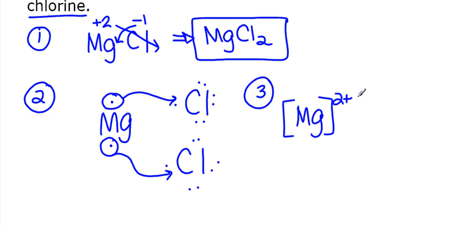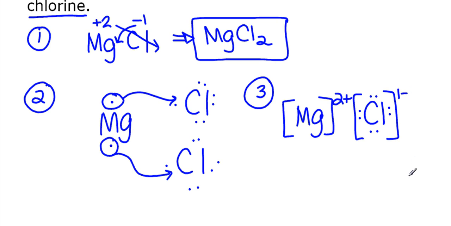Then I have to write chlorine. So chlorine will have 8 electrons or 8 dots around it. Each of them gained 1. So it's going to be full. I have to put the bracket around it. Each chlorine gained 1 electron, so that means it has a -1 charge.